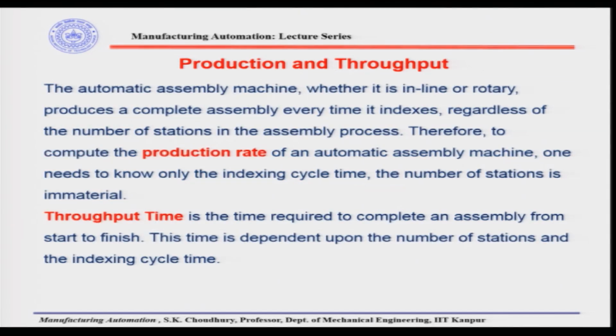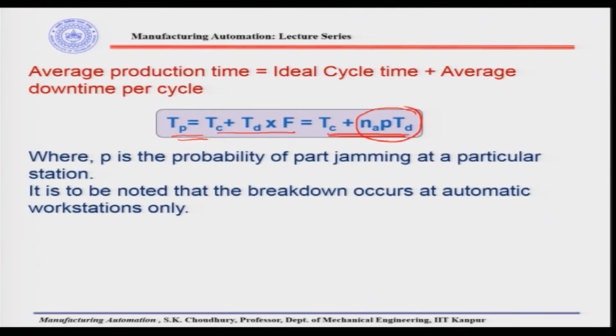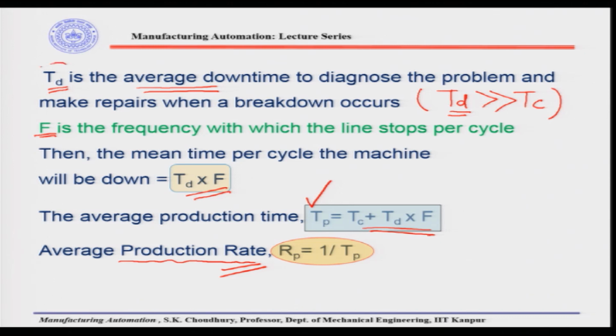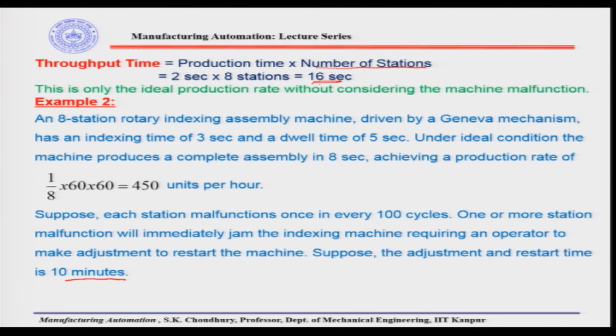So, once again I will come back to that. This is the TD, which is the average downtime to diagnose the problem. Let us say in this example the TD is equal to 10 minutes, okay. That is, when the line breakdown occurs, the 10 minutes will be taken by an operator to diagnose and repair that fault and to rerun the line, okay.